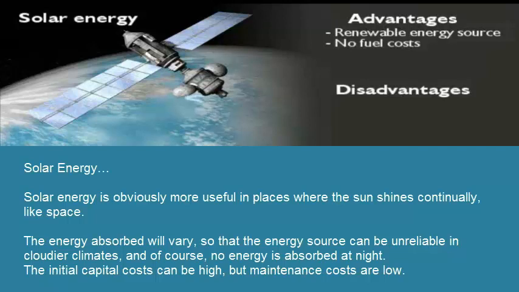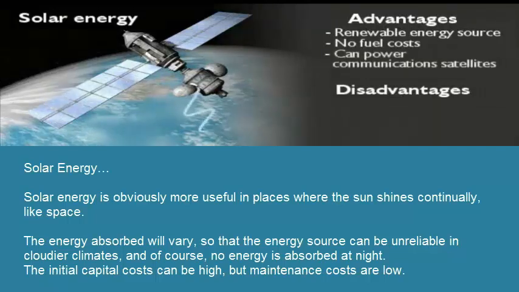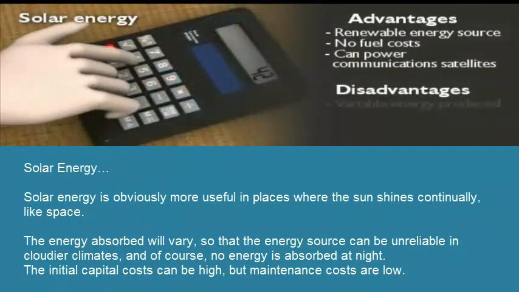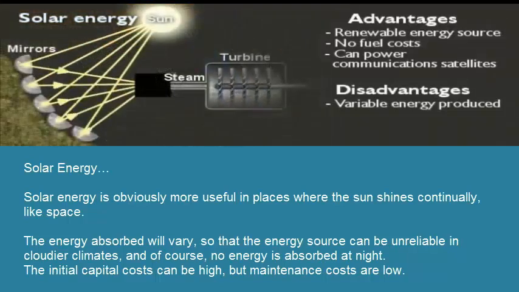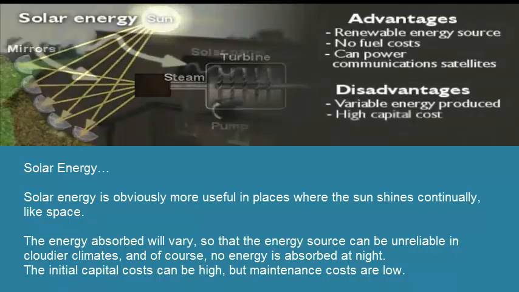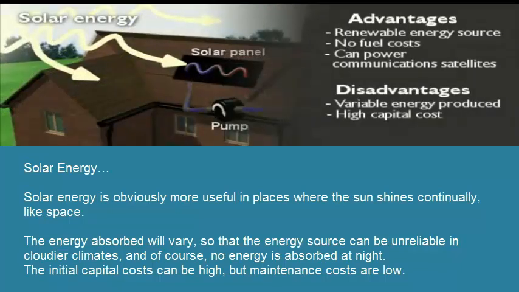Solar energy is obviously more useful in places where the sun shines continually, like space. The energy absorbed will vary so that the energy source can be unreliable in cloudier climates, and of course no energy is absorbed at night. The initial capital costs can be high, but maintenance costs are low.